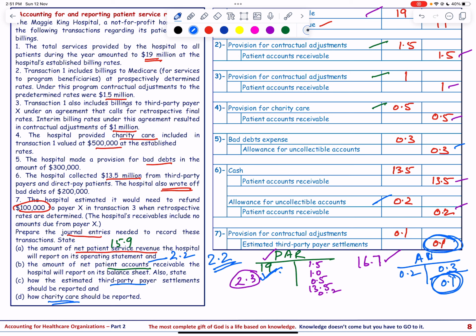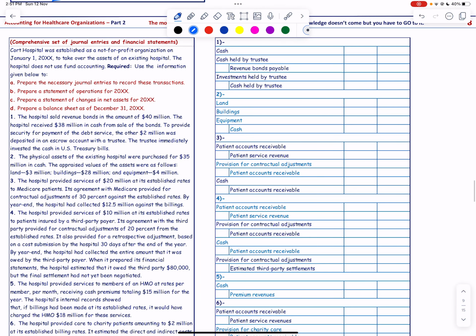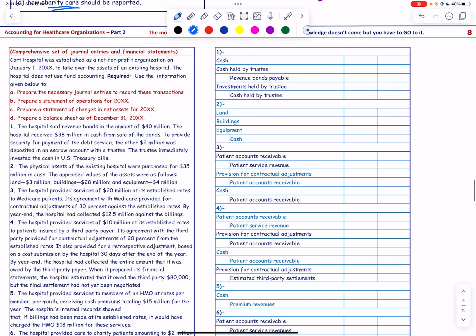Estimated third party settlement was 100,000, and this will obviously be reported as a liability, and the amount of charity care provided should be disclosed in the notes, based on estimated direct and indirect cost. Finally, let us solve a comprehensive exercise on journalizing, posting, and preparing the trial balance and the financial statement, and that will give you a very comprehensive understanding of recording of transactions for healthcare organizations.